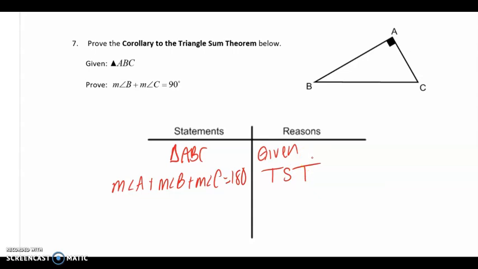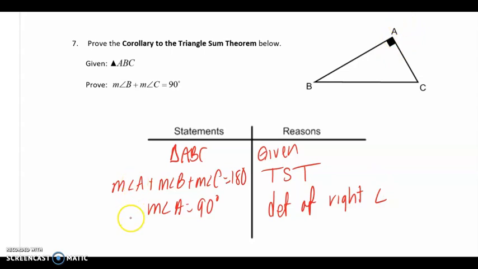Now I know the measure of angle A is 90 degrees. Now the right angle. Okay. So what can I do with this?